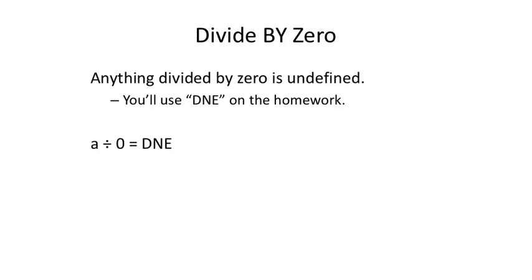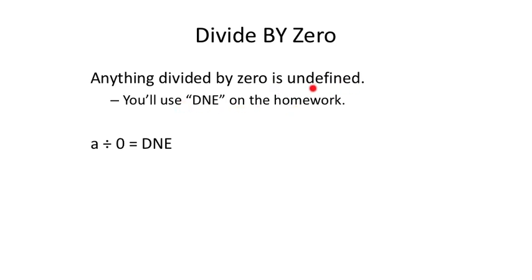All right, what about dividing by 0? Now you see in this example that 0 is the divisor, right? And whatever number we get here, that would be the dividend. So you'll be using DNE on the homework, but this is undefined.